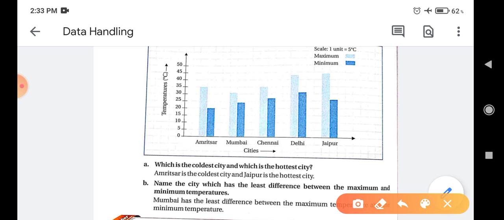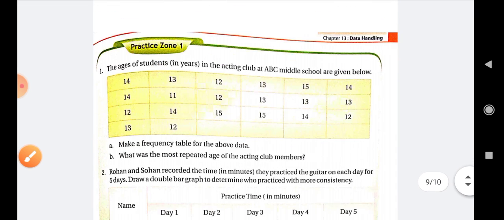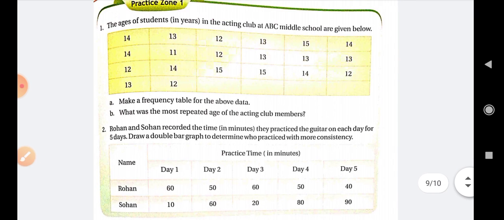Next question is, name the city which has the least difference between the maximum and minimum temperatures. In the graph we can see that Mumbai has the least difference between the maximum and minimum temperatures. So in this way you can do practice zone 1, both questions of practice zone 1.